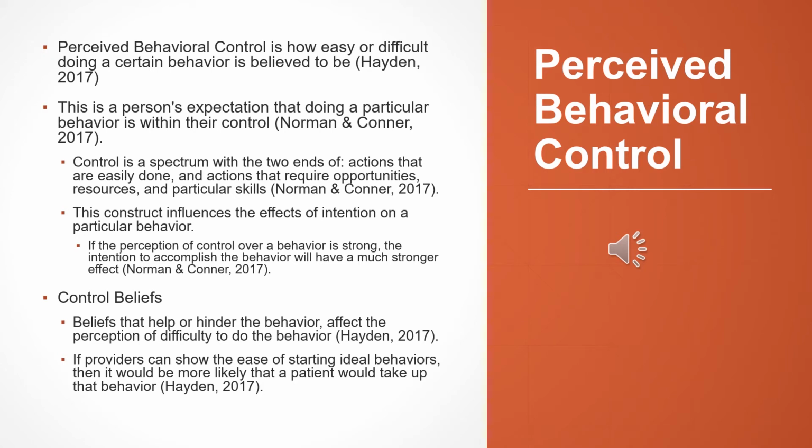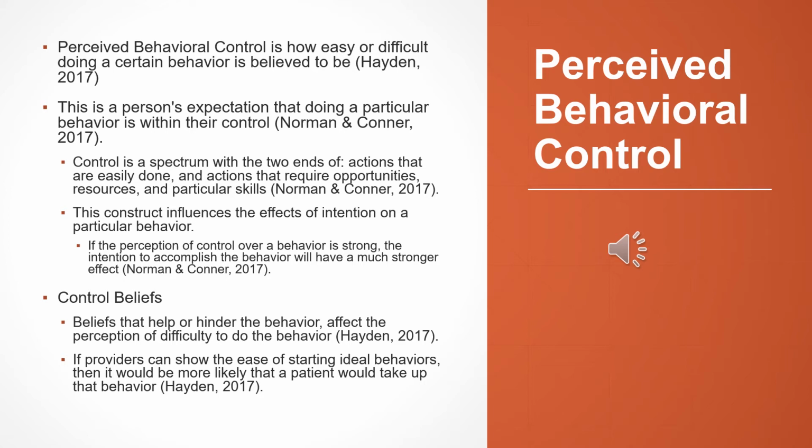A third construct of the theory of planned behavior is perceived behavioral control. It is how easy or difficult doing a certain behavior is believed to be. It's basically a person's expectation that doing a particular behavior is within their control and their abilities.